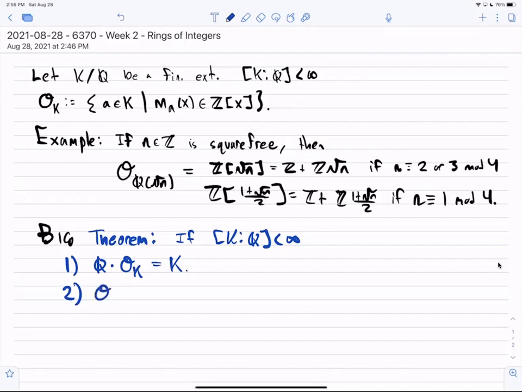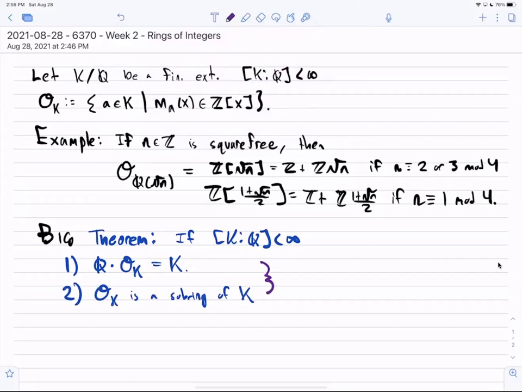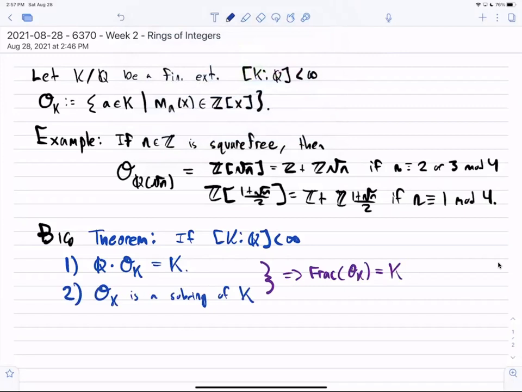The next, less trivial and more interesting part is that O_K is a subring of K. If I combine these first two, then in particular the fraction field of O_K is equal to K. That's good because it's one of the basic properties of the integers: the fraction field of the integers is the rational numbers. We'd like to have the same kind of statement.